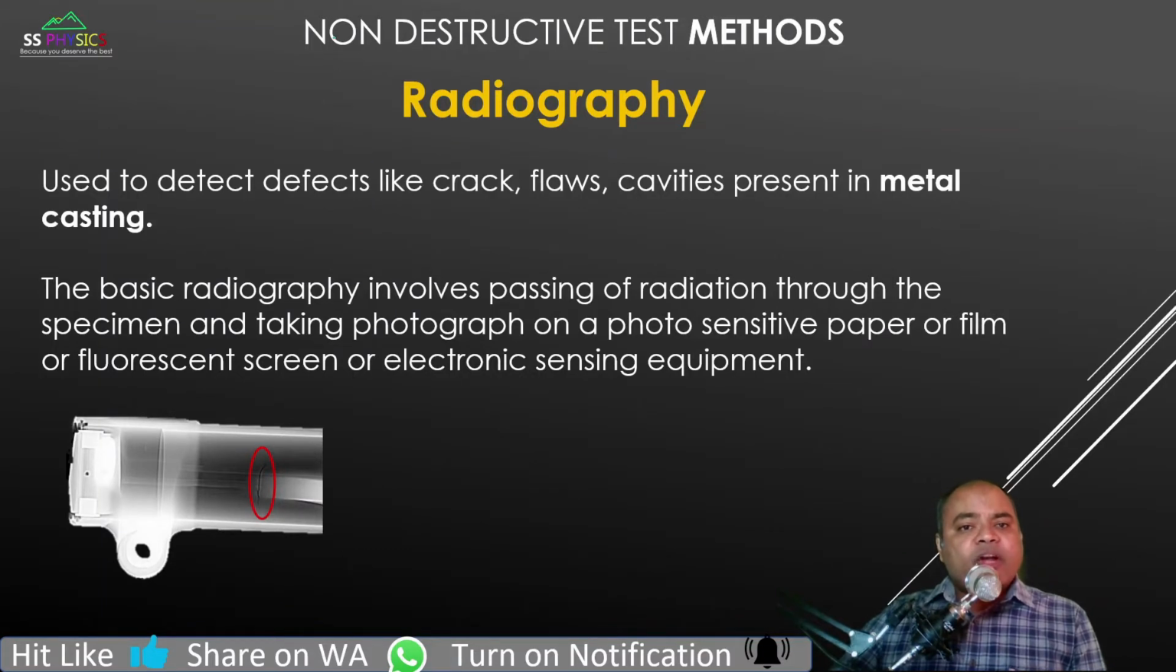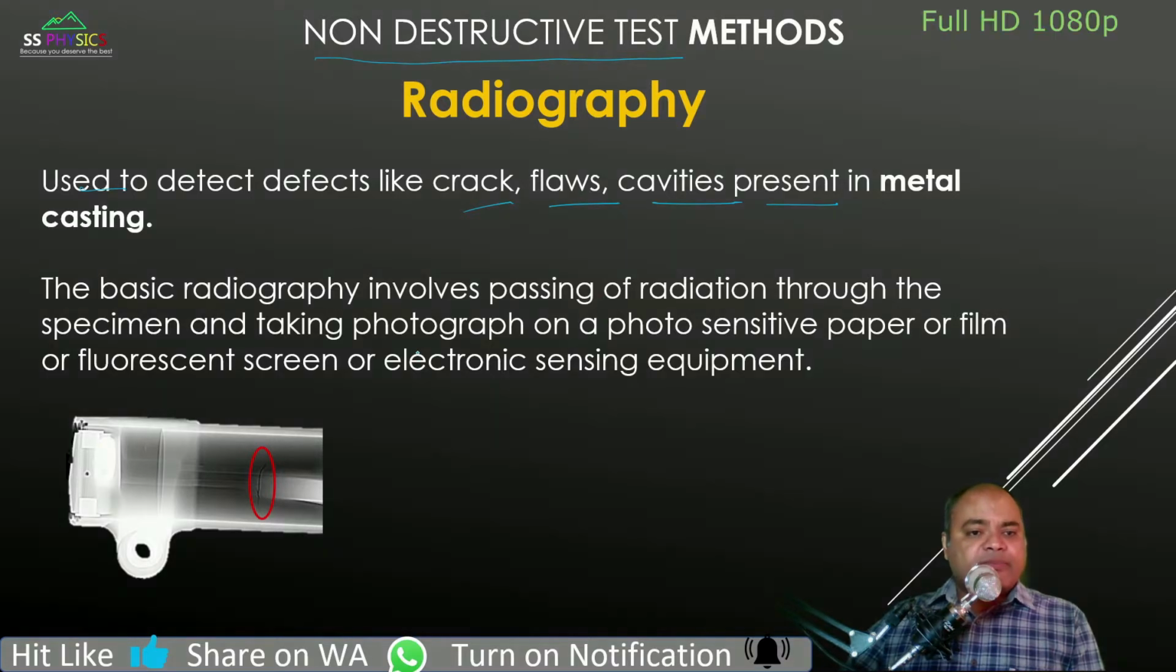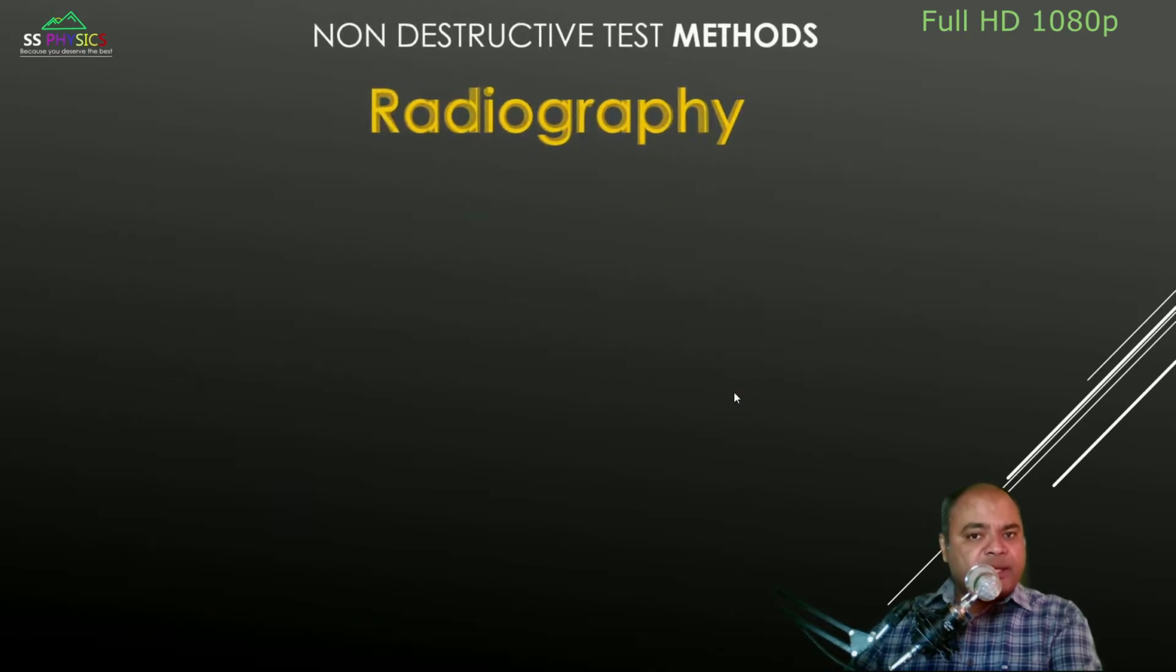Radiography is a non-destructive testing method. It is used to detect defects like cracks, flaws, and cavities present in metal casting. The basic radiography involves passing of radiation through a specimen and taking a photograph on a photosensitive paper or film or fluorescent screen or electronic sensing equipment. Let us see in detail about this radiography.